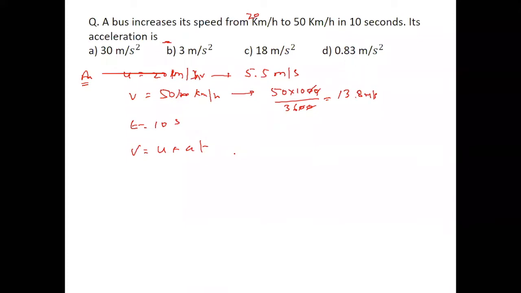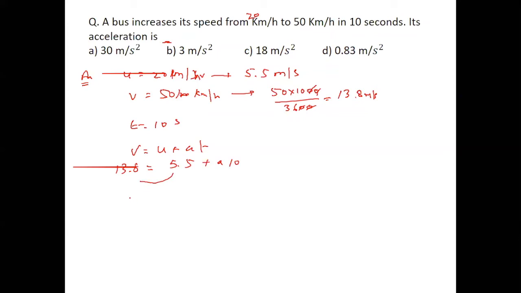Okay, this is meter per second square. You are talking about acceleration. It's not a speed or velocity. Okay, so meter per second square. Okay, good. Because some of the students said 3, I'll calculate based on that. v is 13.8 and u is 5.5, plus a we have to calculate, and t is 10.